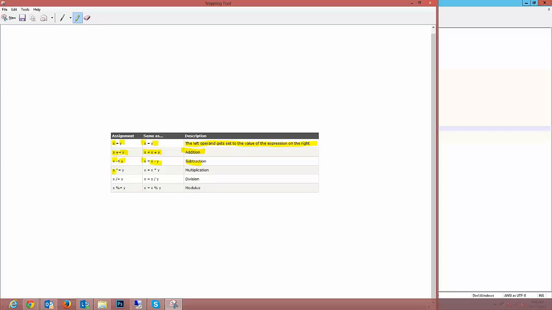Now we've got x times equals y. It's the same as x equals x times y. Multiplication. Now we've got x divided by equals y, which is the same as x equals x divided by y. And that's division. Then we've got x modulus equals y as x equals x modulus y, as modulus. So do you see that at the top, we have x equals y. And it's the same as x equals y.